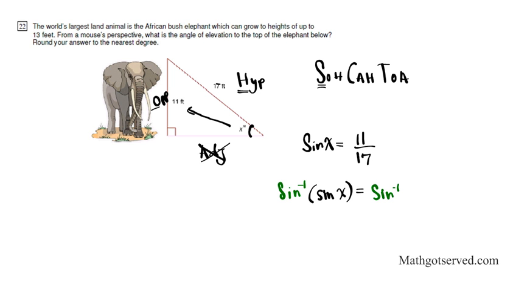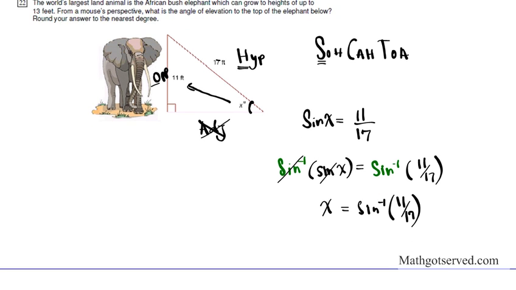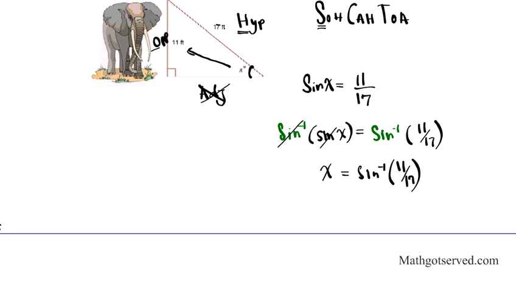And then sine cancels out on the left. This one is inverse with that, so they neutralize each other out. You have x equals the inverse sine of 11 over 17. Now you just plug this into your calculator, and it gives you the final result.